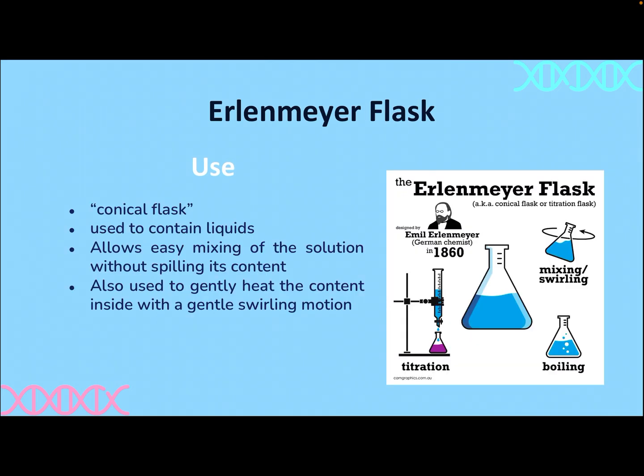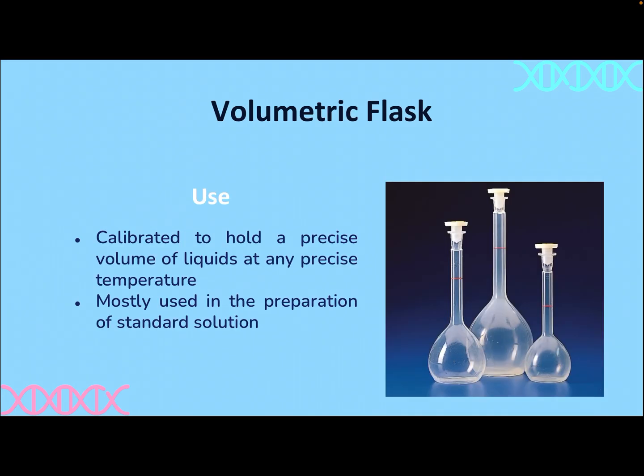Next is an Erlenmeyer flask. In some references, it is also called a conical flask. It is used to contain liquids, and it is an apparatus having a flat bottom and a long narrow neck which allows easy mixing of the solution without spilling its content. Since the flask has a narrow long neck, it is also used to gently heat the content inside with a gentle swirling motion.